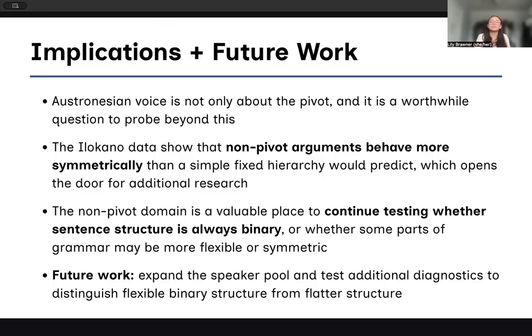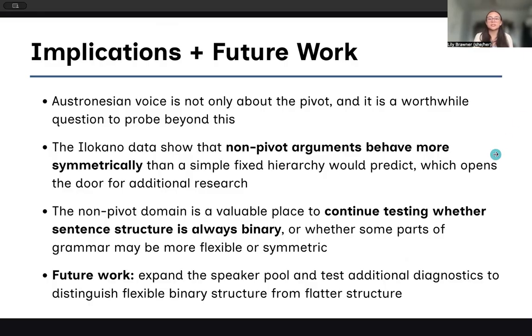That matters because patient, theme, and related distinctions are often treated as syntactically meaningful. But these results suggest that they might not always map neatly onto fixed structural positions like we would have previously assumed. I have also tested additional diagnostics, including reflexives, reciprocals, and other ditransitive verbs, but the binding data shown here is just the cleanest part of that larger pattern. Future work is needed to test how consistent the symmetry is across speakers, verbs, and syntactic environments. But the next stage of it is not simply asking whether or not some symmetric binding exists. It's asking what that symmetry actually reveals about the architecture of Ilokano clause structure and how much flexibility syntax should allow in the non-pivot domain.